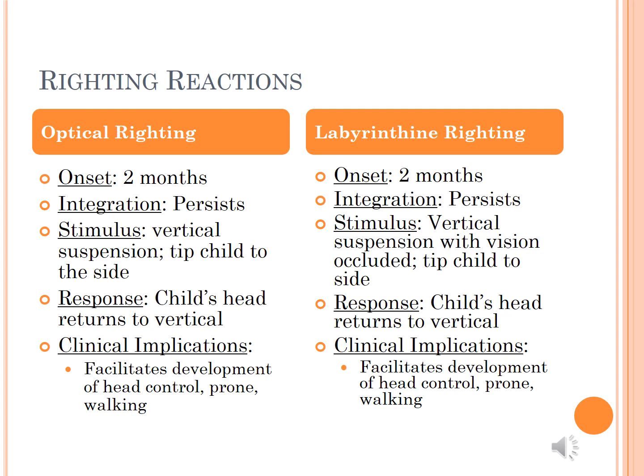Obviously, the older the child is, they're going to have better head control. 2-month-old babies are still kind of wobbly, so their head might not go great straight towards midline, but maybe their chin will turn up, or they'll try and then they'll kind of flop down a little bit. They won't be able to hold it, but they should go back towards midline. Both of these help to facilitate development of head control, prone head control, walking, all of those things that you need to be able to know where midline is in order to do.